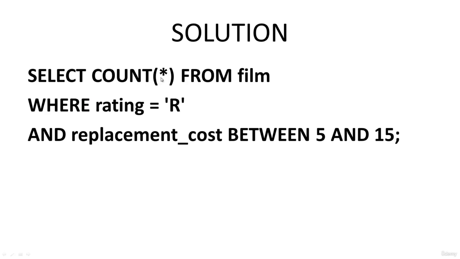Sometimes it confuses people why you have to just select count asterisk here instead of like title or something. And that's because by saying count asterisk, you're basically just saying count the number of rows returned, which makes sense because it doesn't matter what column you select, you're still going to be counting the same number of rows there. So you're saying just select the count of the number of rows from film that get returned when the rating is equal to R and the replacement cost has to be between $5 and $15.